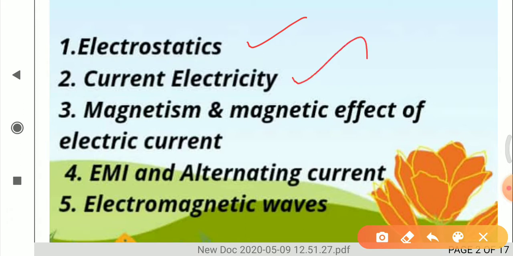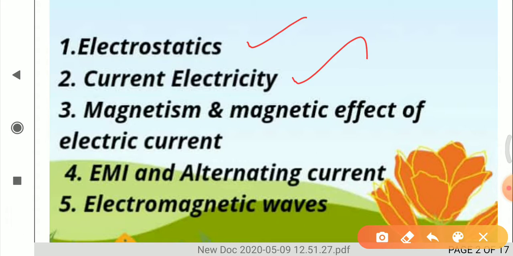Then the second chapter is current electricity. In this chapter we are going to discuss moving electric charges, how the electric charges move. Only when an external force in the form of electromotive force, that is electric potential, is applied to the conductor do the charges move, and then only can we say that current is flowing. And the applications of current electricity, what the devices are, how we can calculate the electric power, everything we are going to discuss in the second chapter.